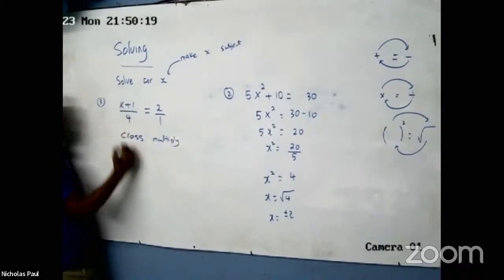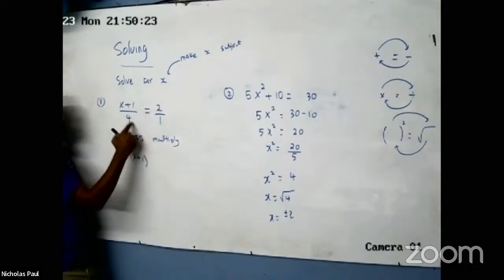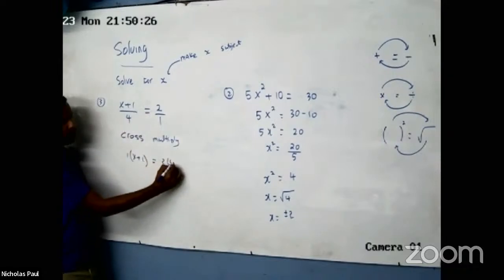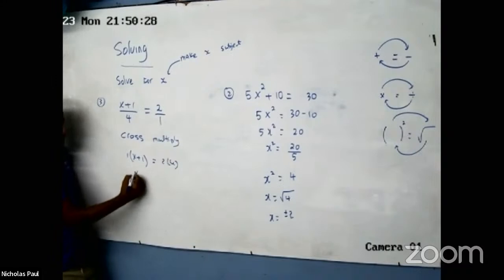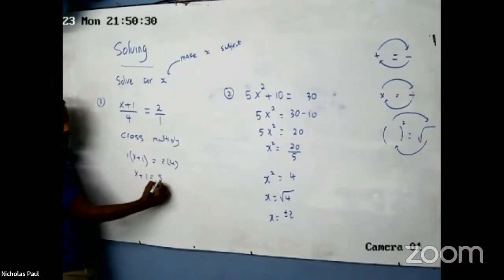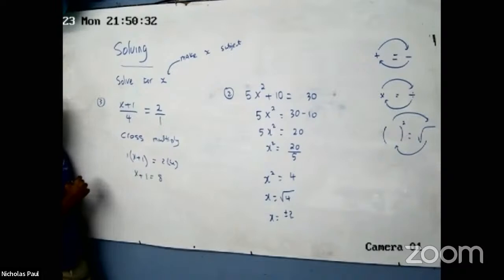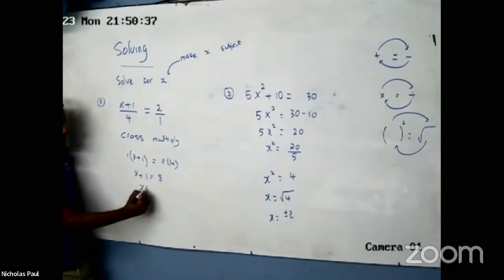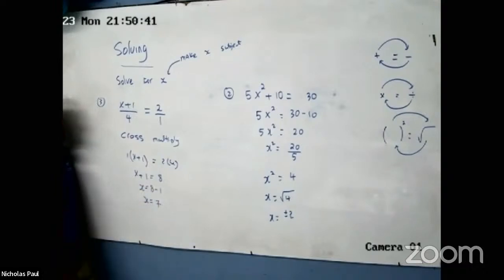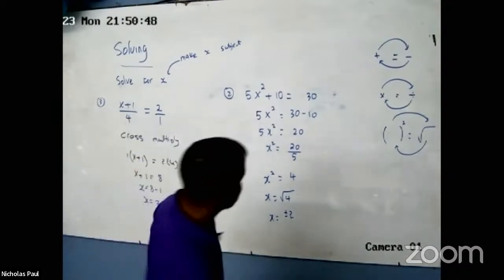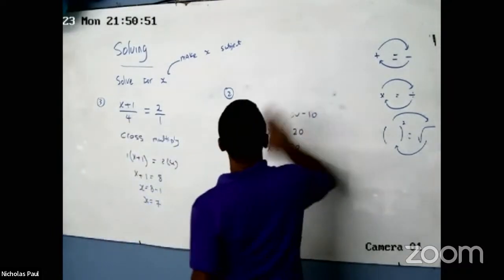So it's 1 by this, 2 by this. So when you multiply this out, you'll get x plus 1 is equal to 8. Correct? And then you're going to move the 1 across. So you'll get x is equal to 8 minus 1. x is 7. That's okay. Let's go again.